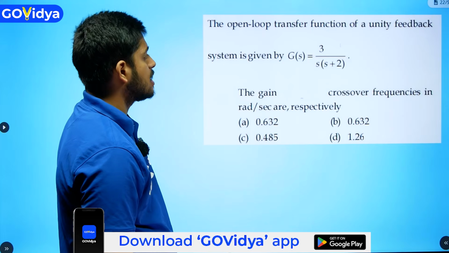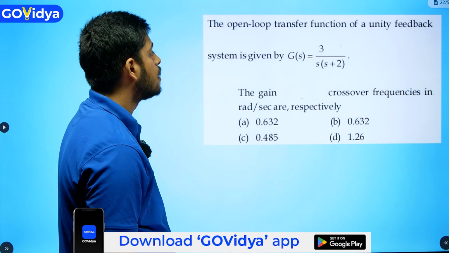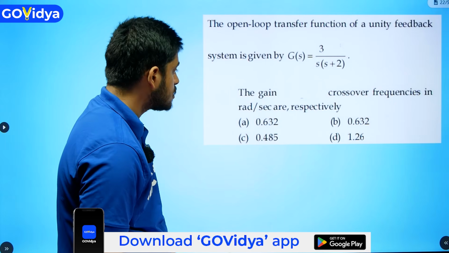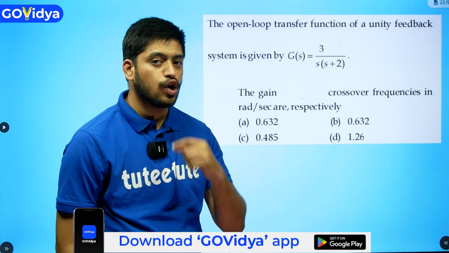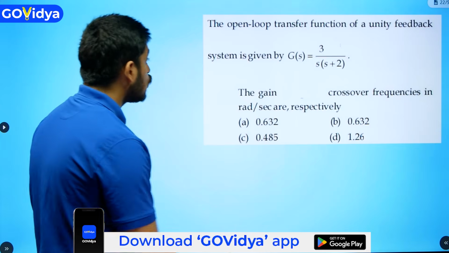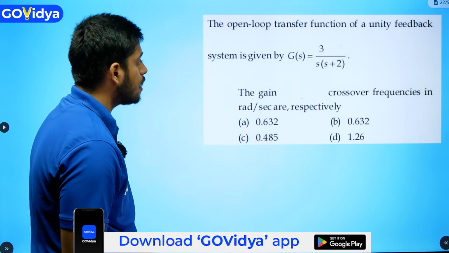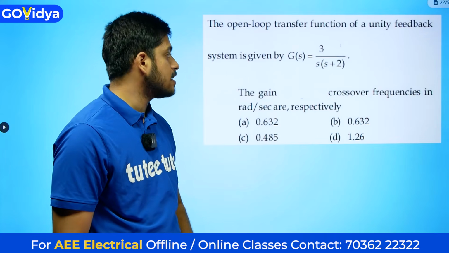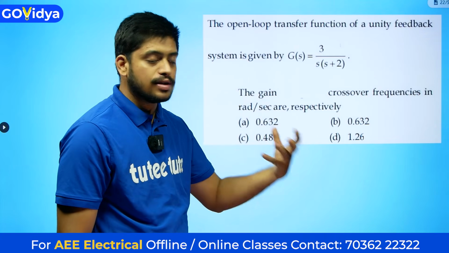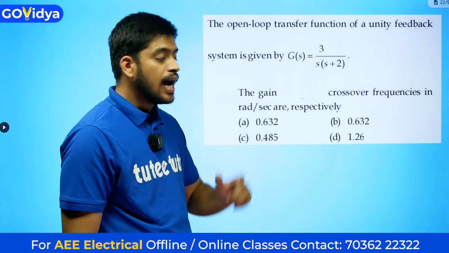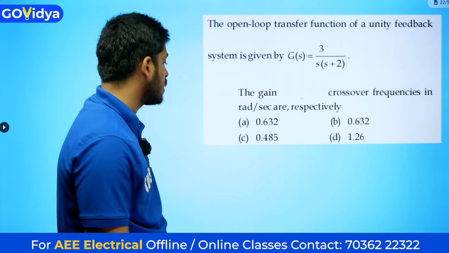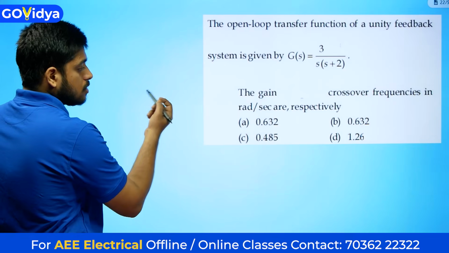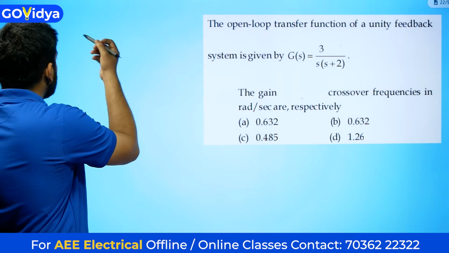Okay, the open loop transfer function of a unity feedback system is given. The gain crossover frequencies in the system are respectively. What is this gain crossover frequency? It is nothing but we need to find the value of omega exactly. So to find the value of omega, we need to firstly substitute s with j omega, take the mod of G of j omega and equate it to 1, and from there we will find the omega at that particular point. Okay, so let us proceed with the options. Some similar options are there, no need to worry, we'll see.